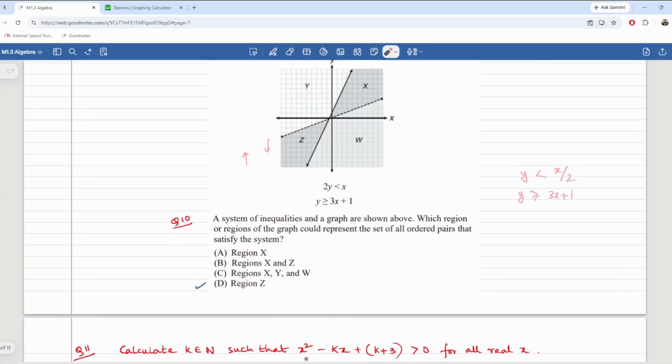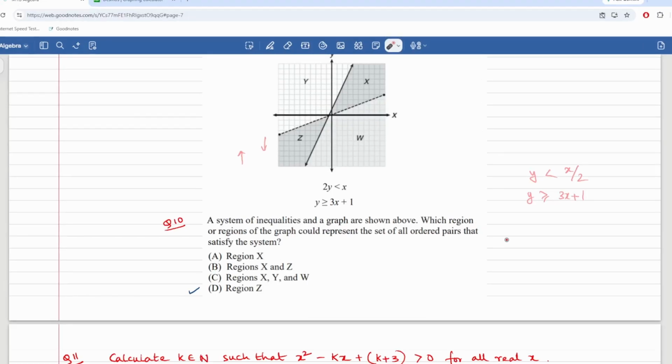Calculate k belongs to natural numbers such that x square minus kx plus k plus 3 greater than 0 for all real x. Now, this is not from the portion that we have recently done. It was just a miscellaneous problem because in my class students were forgetting the older stuff. So while we were doing this inequality problem, I found this as well. So you all try to do this. So let us look into the answer.